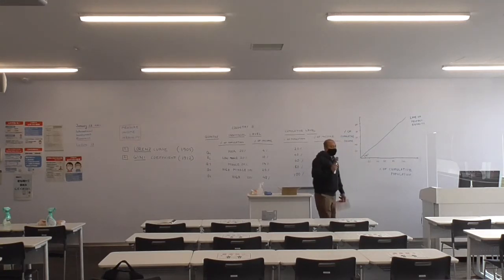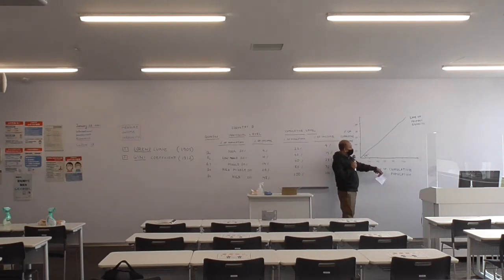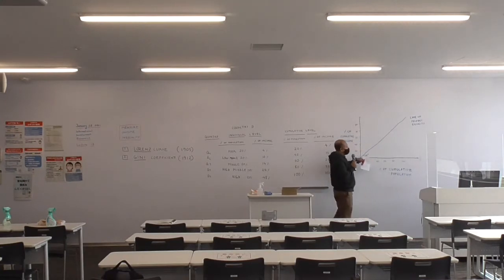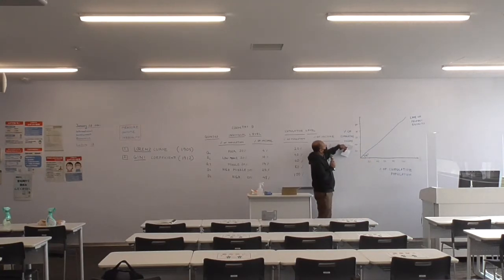I see. Okay. So we put the cumulative percentage of the population on the horizontal axis, and we also put the cumulative percentage of income on the vertical axis. Okay, so this is the starting point.